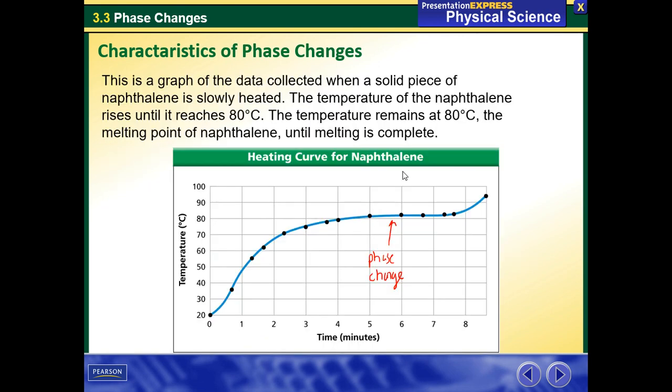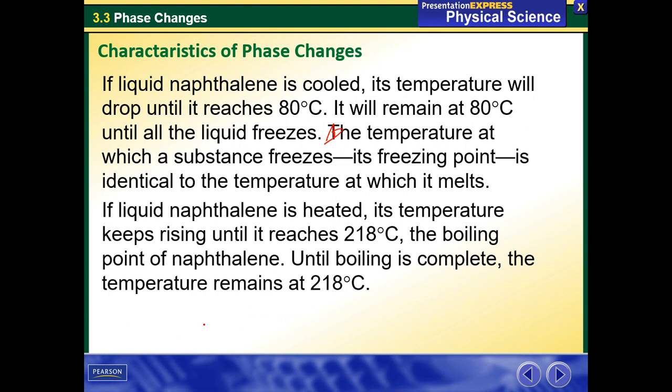So I'm going to go back to this graph. If we were up here and we were liquid, it's going to go down, down, down, down, down until it reaches that temperature, and it's going to freeze, and then it's going to be a solid. If liquid naphthalene is heated, its temperature keeps rising until it reaches its boiling point, which is about 218 degrees Celsius, and then we're going to see another plateau as it turns from a liquid into a gas.